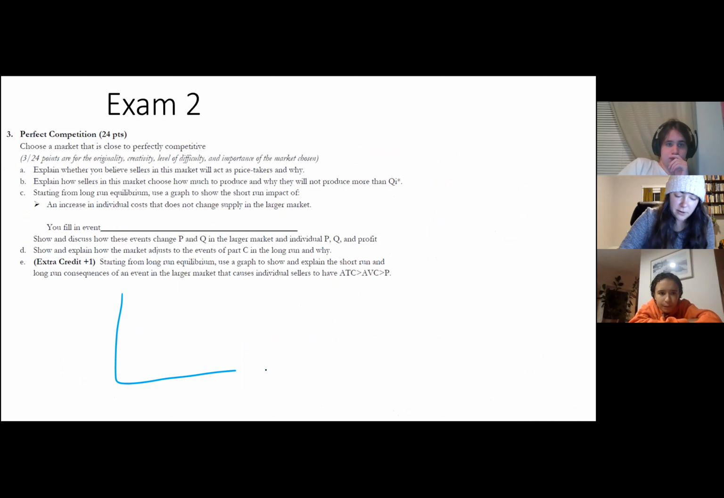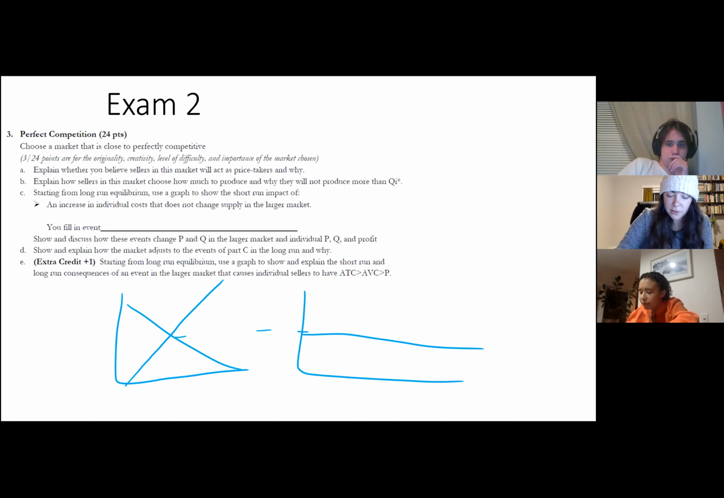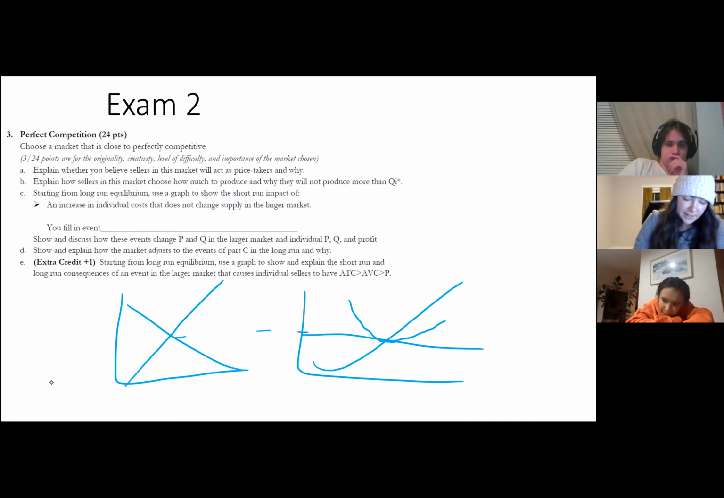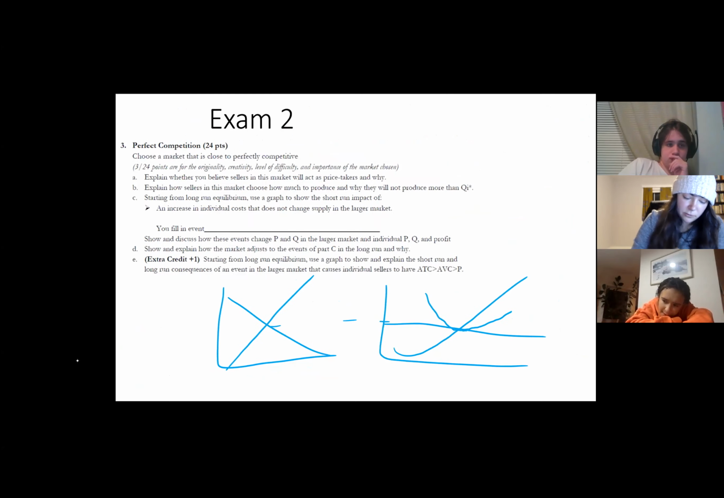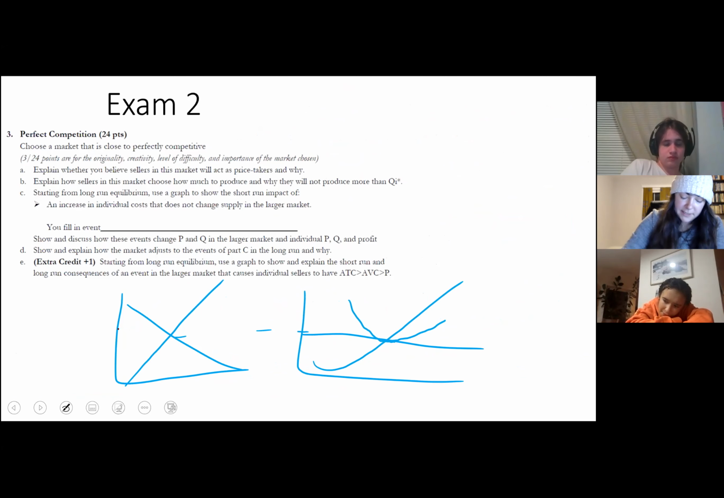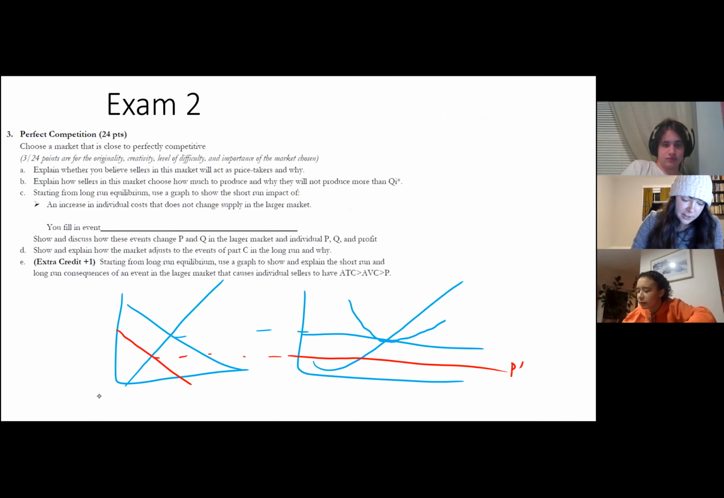Show and explain the short run and long run consequences of an event. In the larger market this time, it causes individual sellers to have ATC greater than ABC greater than price. So this is the oh crap scenario where your price drops down so far. Could be because demand goes way down, like maybe there's a pandemic and the demand for minimum wage labor makes the price be way down here. Your cost curves aren't moving around. So you've got this ATC that's here, this ABC that's here, and your price is below both of them.